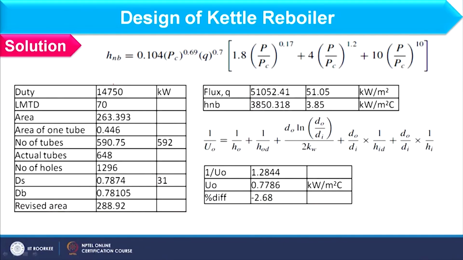Here I have to find out the heat duty, that will be nothing but m lambda. LMTD, or we can say the mean temperature difference, is 70 degrees, which is the difference of two temperatures only. Heat transfer area I can find out, area of one tube I can find out, as we have discussed previously, and the number of tubes we can obtain as 592, okay.